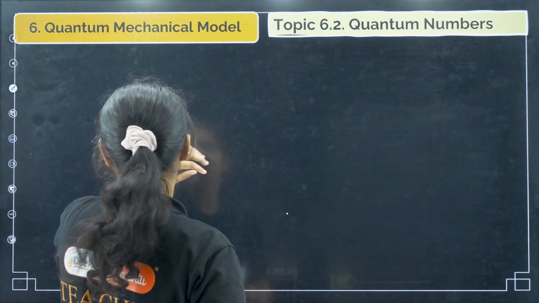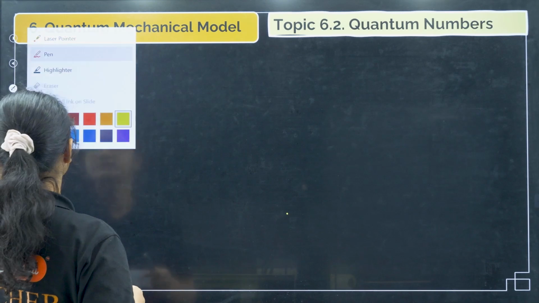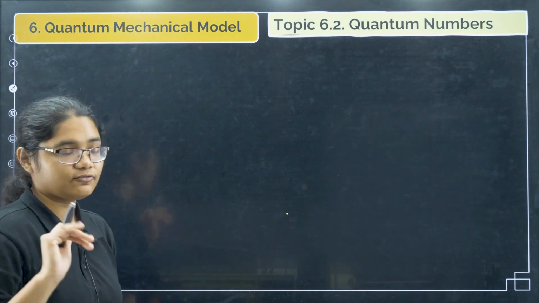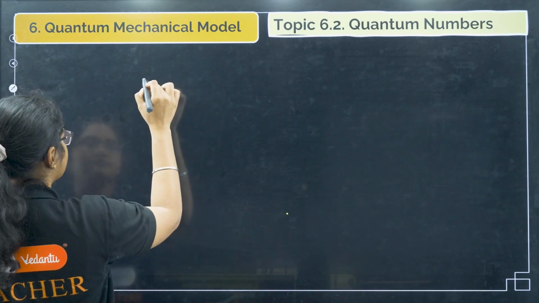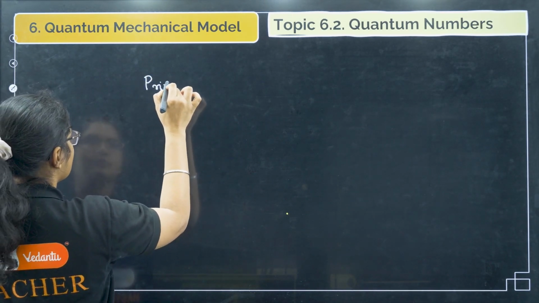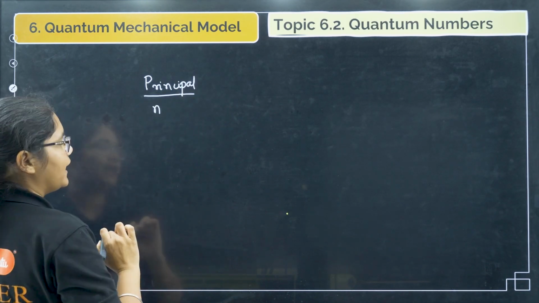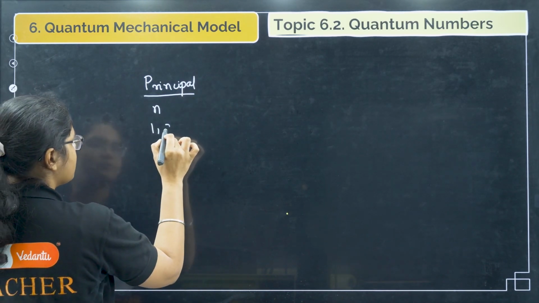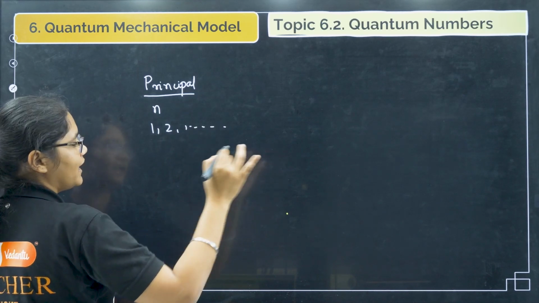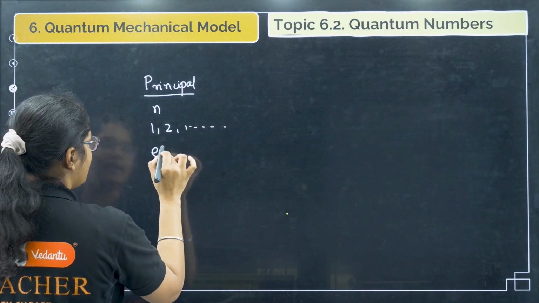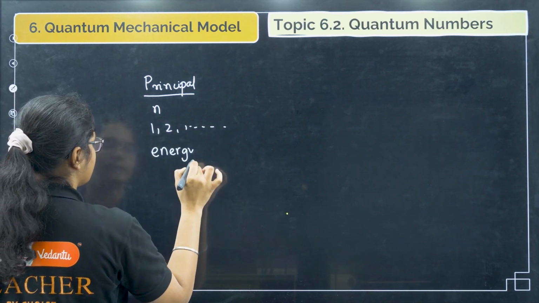Here I missed the discussion of quantum numbers. As I told you, quantum numbers are of four types, but we'll first discuss the principal quantum number. The principal quantum number is denoted by n, and its value can start from 1, 2, 3 and go up to any value. It tells you about the energy of the shell.